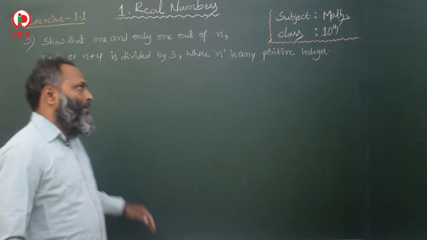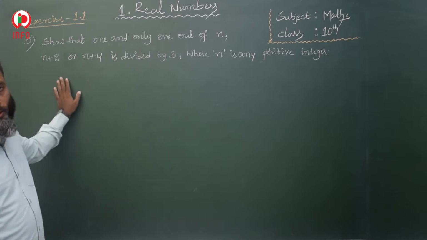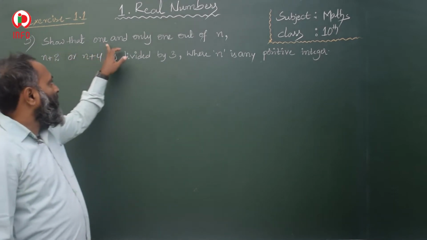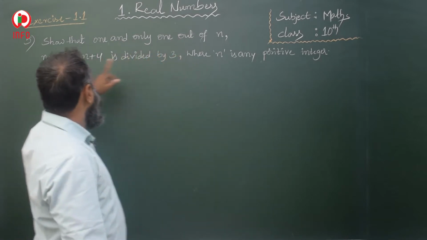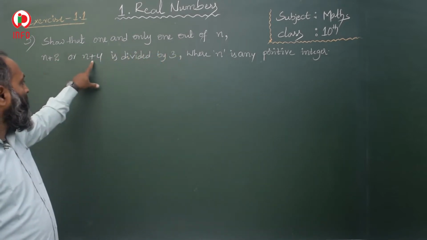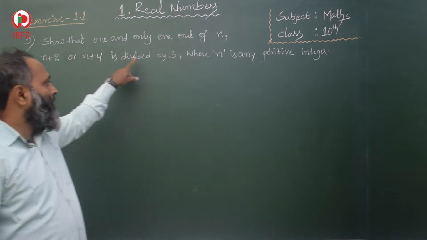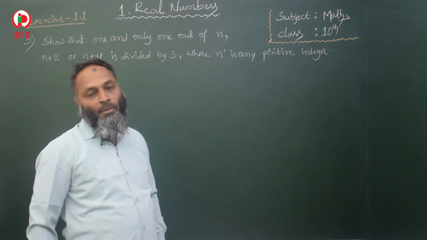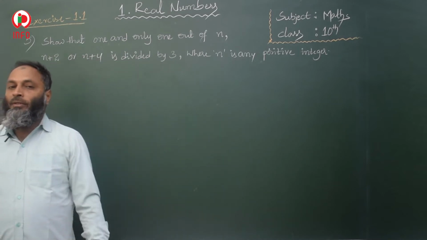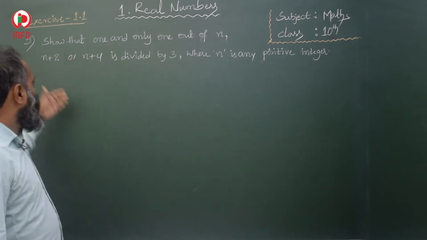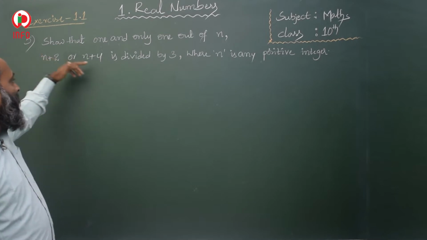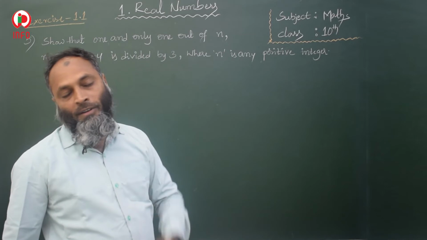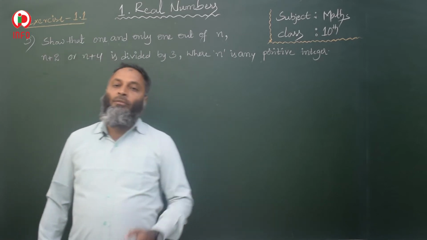Yes, now students, in exercise 1.1, the last question. What is given is: show that one and only one out of n, n plus 2 or n plus 4 is divisible by 3, where n is any positive number. If n is any positive number, and we consider n, n plus 2, n plus 4, out of these 3 only one number is divisible by 3, that we have to prove.